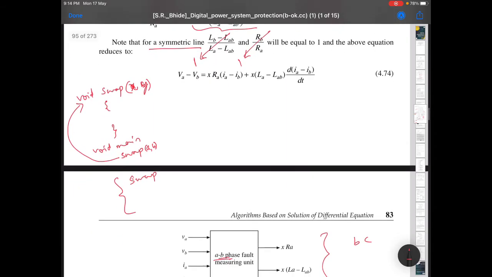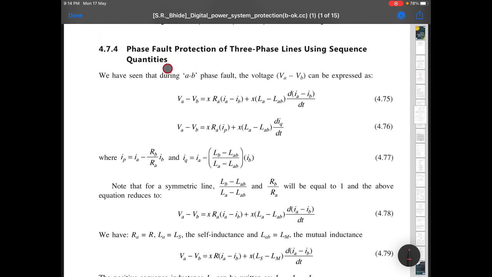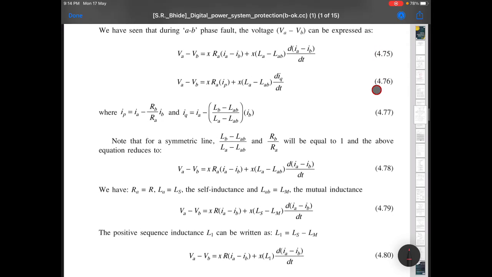The next content is phase fault protection using sequence quantities, of course for a 3-phase line. All the 4 cases are for a 3-phase line. First case, ground fault using phase quantity. Second case, ground fault using sequence. Third case, phase fault using phase quantities, just now we have seen, and the last one is phase fault using sequence quantities.